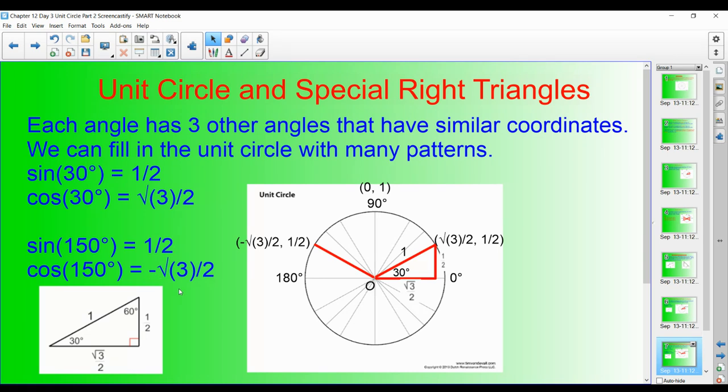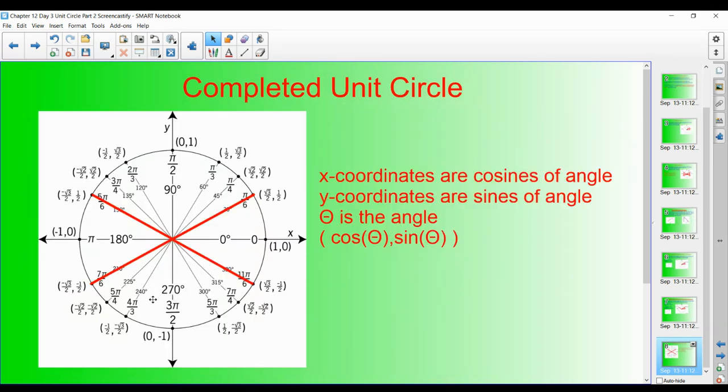Now we can keep extending these right triangles to find all the angles in the third and the fourth quadrants. So if I wanted to go to 210 degrees, if you look, both the x and the y are negative, but they have the same magnitude. So it still has the height of 1/2, it just goes down 1/2. So the sine of 210 degrees is negative 1/2. And the cosine of 210 degrees is negative square root of 3 over 2. And same thing with 330.